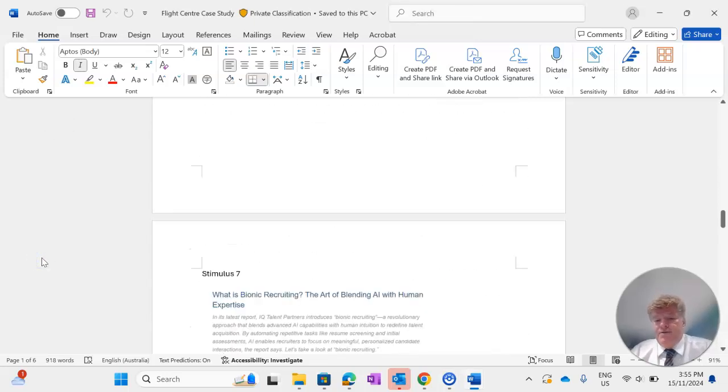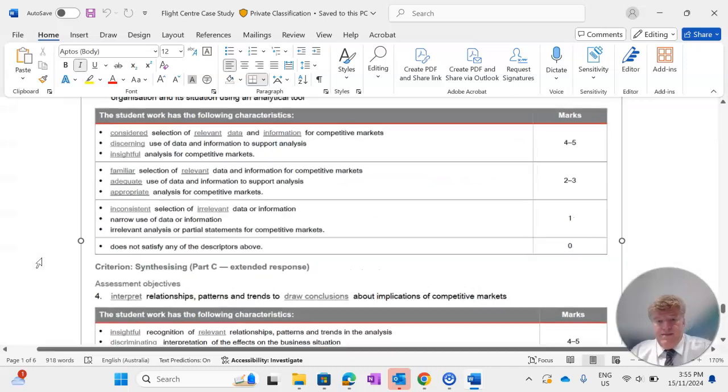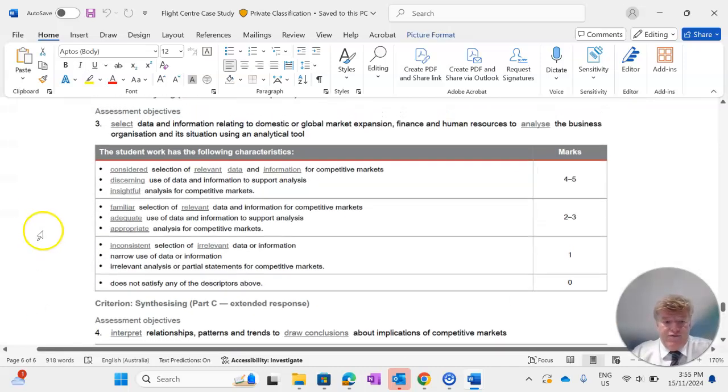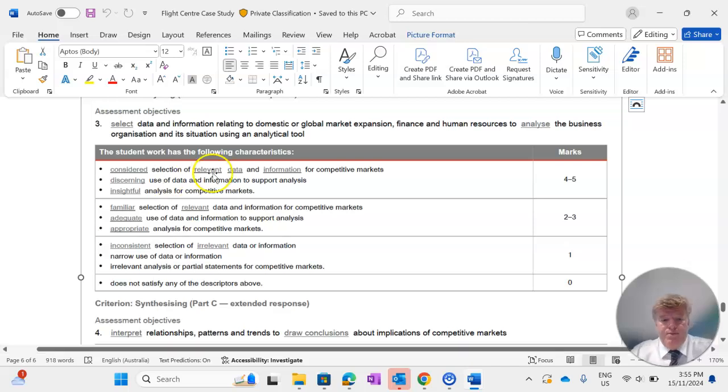So if we go down, I just want to go right the way to the end and just have a look at the criteria. So the first part is the analysis tool, which they've given us, in this case a SWOT. Selection of relevant data, use that data. So it means once you've decided what it is, make sure you put it in the analysis tool in the correct place. Really important that we need to have relevant data and information. That means you must have some data in there to be meeting these top two descriptors. Data just means business numbers.